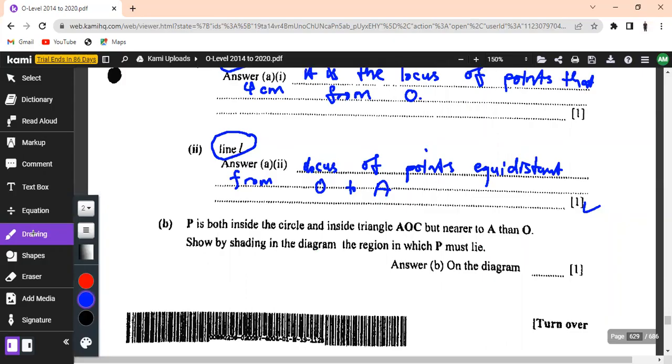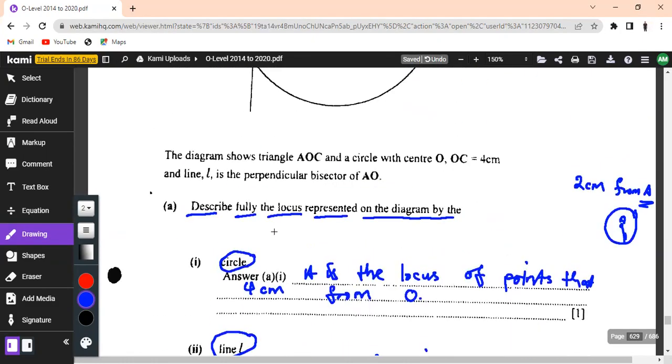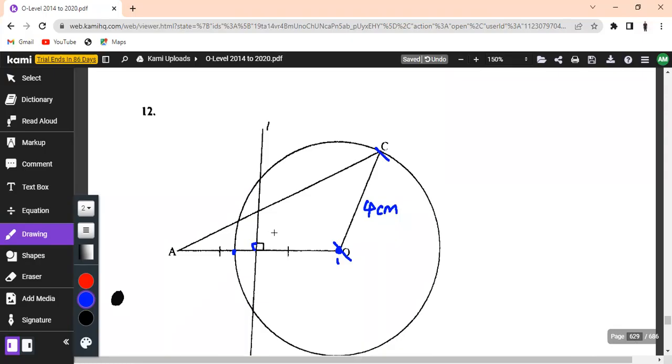Okay. On number B, we are given that P is both inside the circle and inside triangle AOC. Let's start by that. This point that we are talking about is inside the circle and also inside the triangle, which means we are talking about any region that can be here, as long as it is inside the circle. So this one is not taken because it's outside of the circle. Yes, it's inside the triangle, but it's outside of the circle. So this region is out.